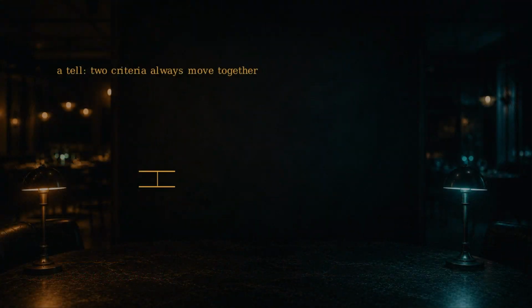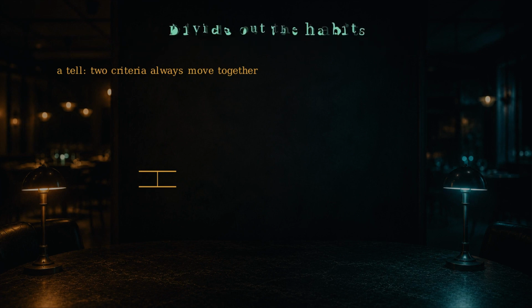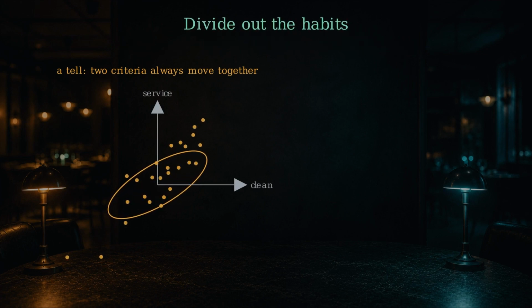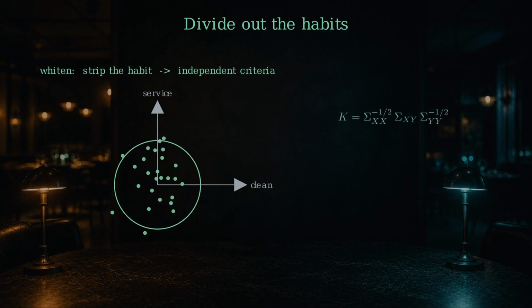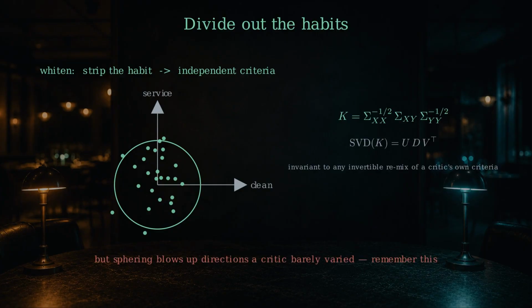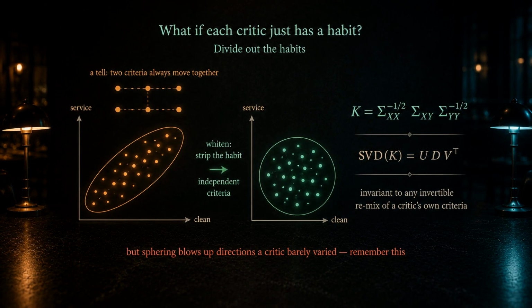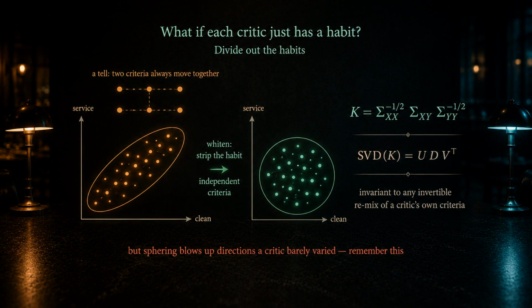What if a critic's scores just reflect a habit? Watch critic A's own criteria. Cleanliness and service move together. A tilted cloud. Whitening straightens that cloud into a circle. It strips out each critic's internal habits, so a shared tick can't masquerade as shared taste. Statisticians call it whitening, or sphering. In machine learning, decorrelation. Do it to both cards, then keep what's left in common. The cross-covariance of the whitened views is the matrix K, and its singular value decomposition.